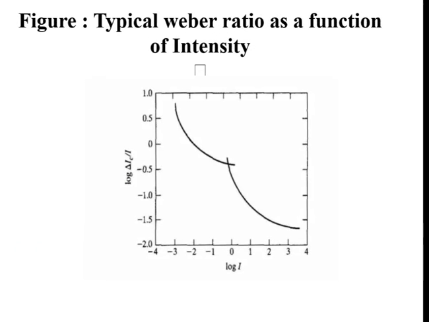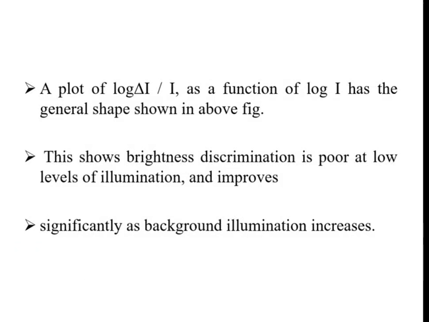Then the next figure shows the typical Weber ratio as a function of intensity. Here we plot the graph of log I versus log delta I_c upon I. We will discuss one by one what delta I is and what I is. A plot of log delta I upon I as a function of log I has the general shape shown in the above figure. This shows brightness discrimination is poor at low levels of illumination and improves significantly as background illumination increases.